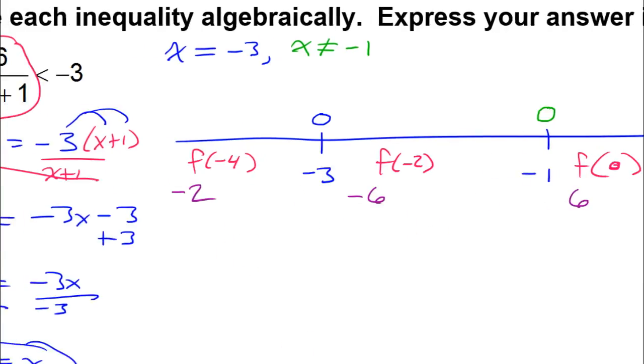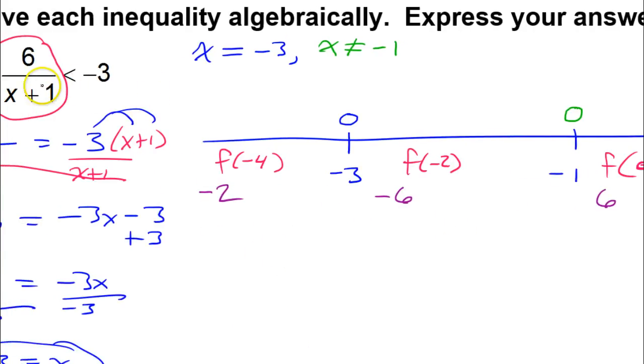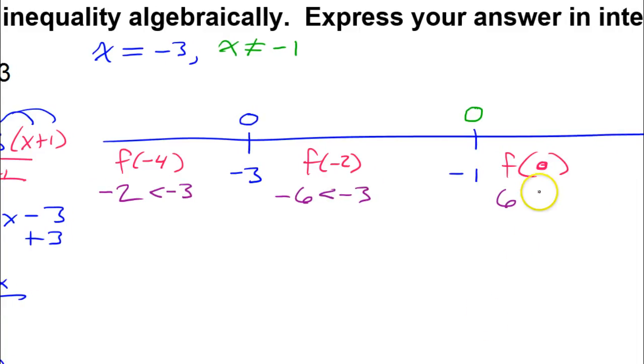Now remember, in each case I'm trying to decide if the expression is less than -3. So the question is, is this less than -3? Is this less than -3? And is this less than -3? This is a no. -2 on a number line would be to the right of -3, so that makes it greater than instead of less than. Is -6 less than -3? Yes.